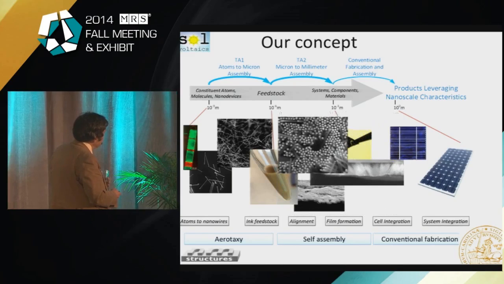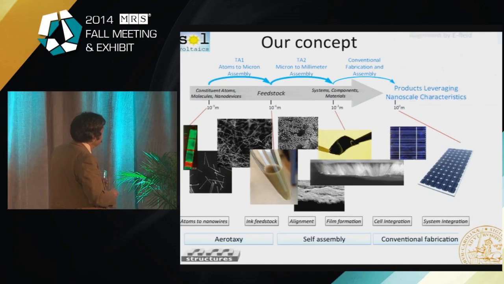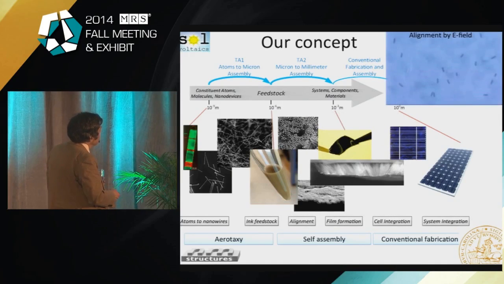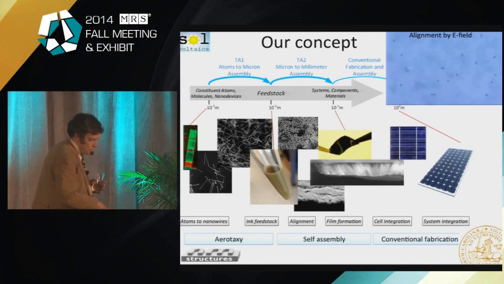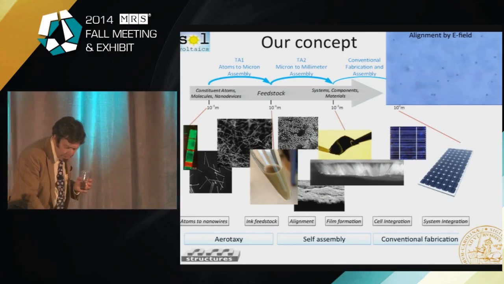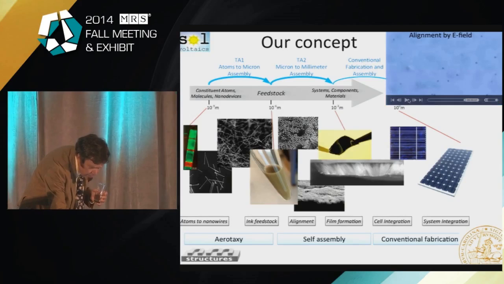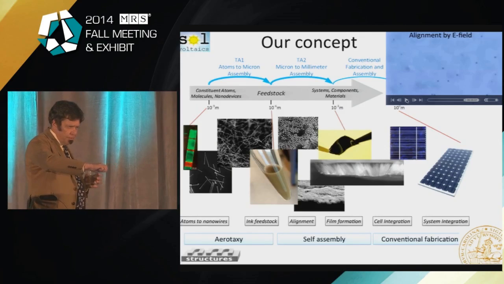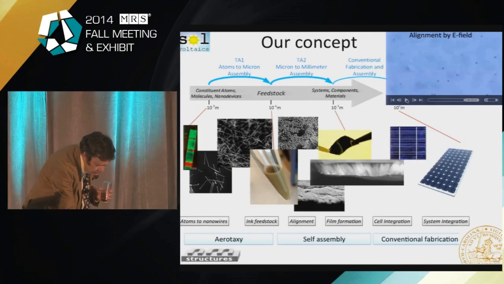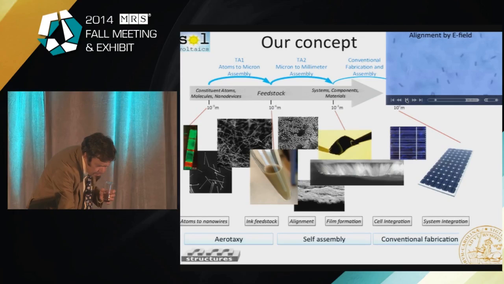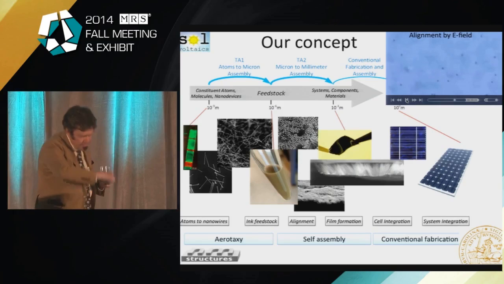The second approach that we are working on right now that also looks very promising is what we call alignment by E-field. Here you see, maybe you could see it in the back also, that with an electric field of the order of 10 volts or so over this cell, you actually go from horizontally lying wires to them standing up like this.